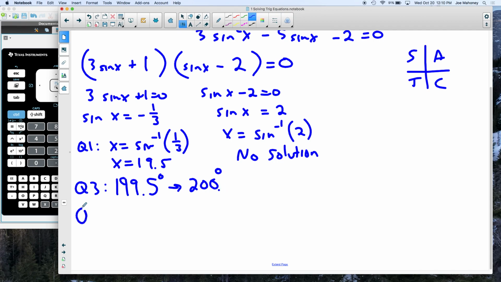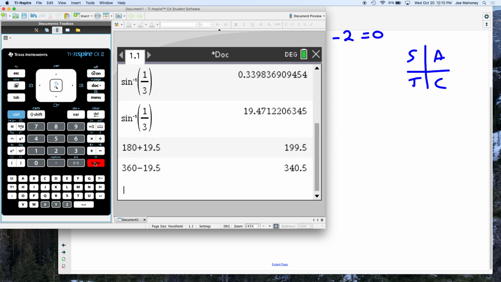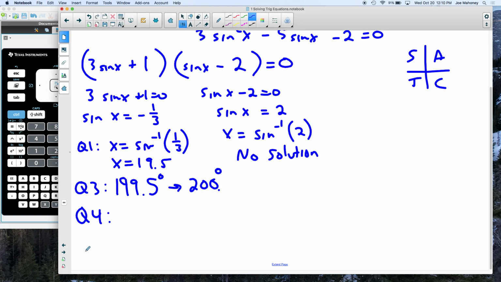I also want my quadrant 4 angle. So remember, quadrant 4 is when you do 360 minus your angle. 340.5, we'll say 341 degrees. So those are the two angles that solve that equation.